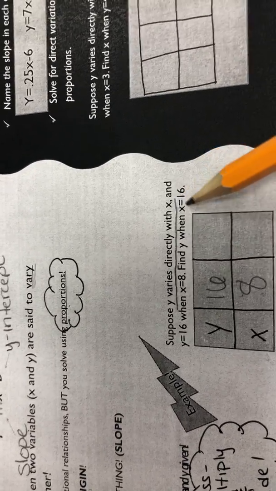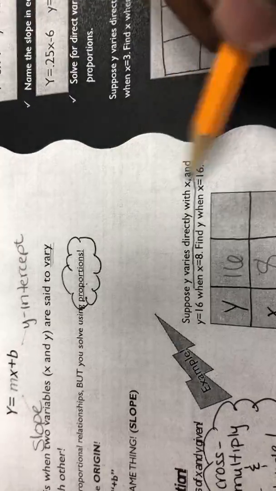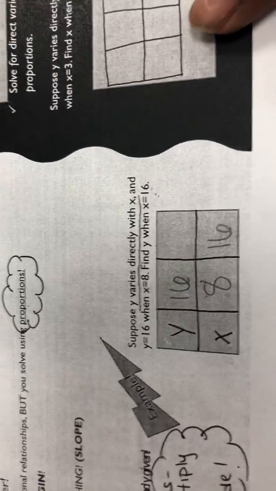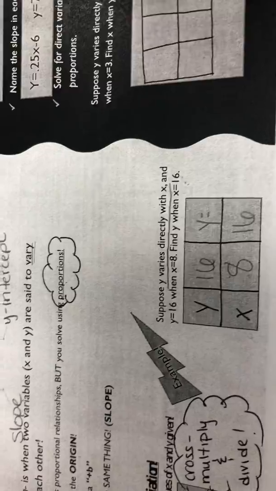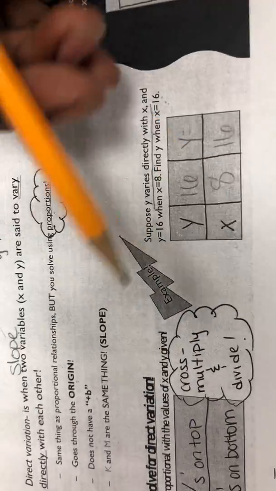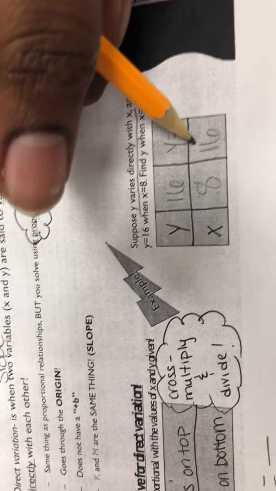All right, and then they want you to find y for this second little portion whenever x is 16. So once again, where's this x going to go? X has always got to go on the bottom. Okay, so we're missing this number right here. So what we have to do, just like we said right here, we have to cross multiply and divide. So we're going to cross multiply these two.